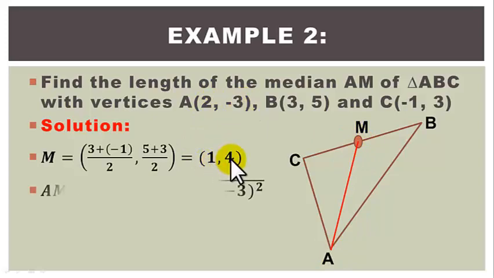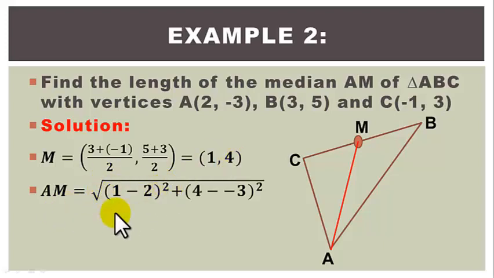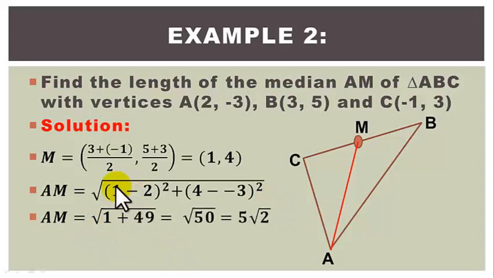Using the distance formula, AM equals the square root of (x2 minus x1) squared, that is (1 minus 2) squared, plus (y2 minus y1) squared, that is (4 minus minus 3) squared. This is equal to the square root of 1 minus 2 is minus 1, and minus 1 squared is 1, plus 4 minus minus 3 is 4 plus 3, which is 7, and 7 squared is 49. 1 plus 49 is 50. So AM is equal to the square root of 50, which can be expressed as 5 root 2 units.